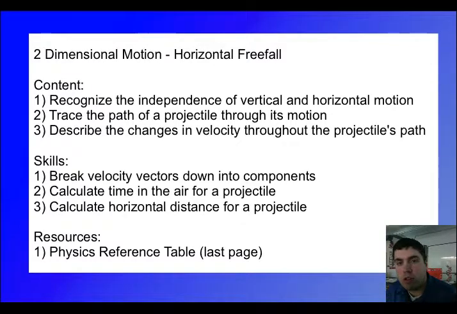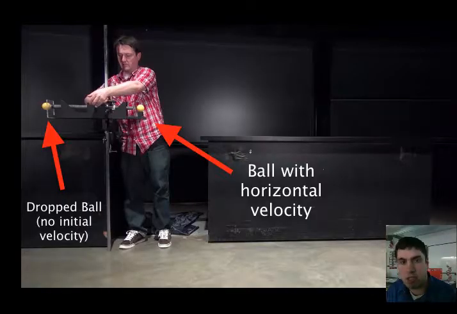All right, so two-dimensional motion, horizontal free fall. This is where you have an object that has an initial x velocity, but not an initial y velocity. Through this, we're going to have to look at how vertical and horizontal motion are independent of each other, look at the path of a projectile, changes in its velocity, and do some math with calculating time and distances that we find there. And of course, you're going to need your reference tables for the formulas.